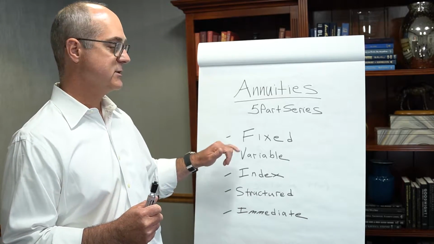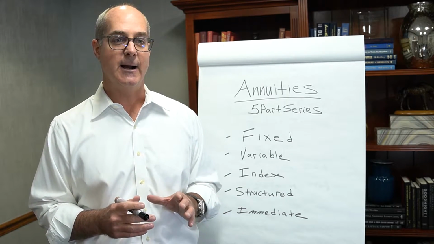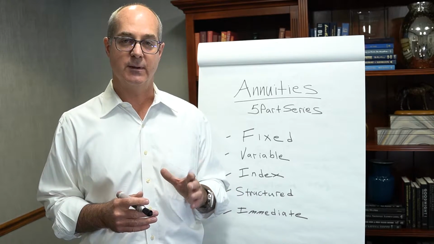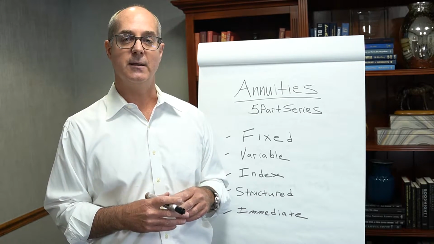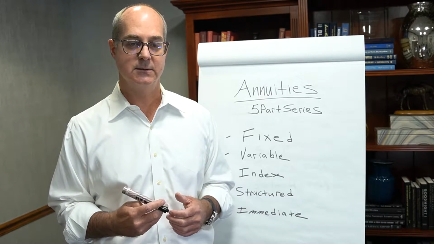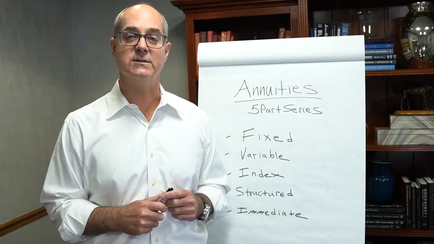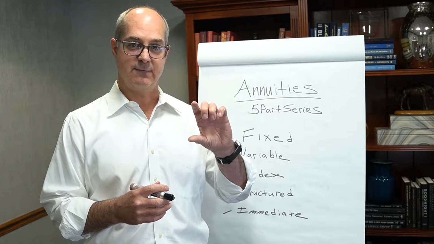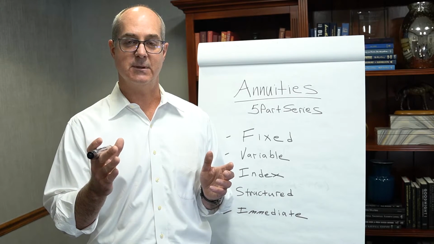So starting with fixed annuities, this is the most simple and easy to understand of all the annuities. I say it's similar to certificates of deposit, CDs at the bank. The only difference is that annuities are not FDIC insured, but the CDs are bank products. Fixed annuities are insurance products. So FDIC insurance on CDs, no FDIC insurance on fixed annuities. But it's similar in the way that you might understand it: a fixed interest rate for a fixed period of time. And that's as simple as it gets.